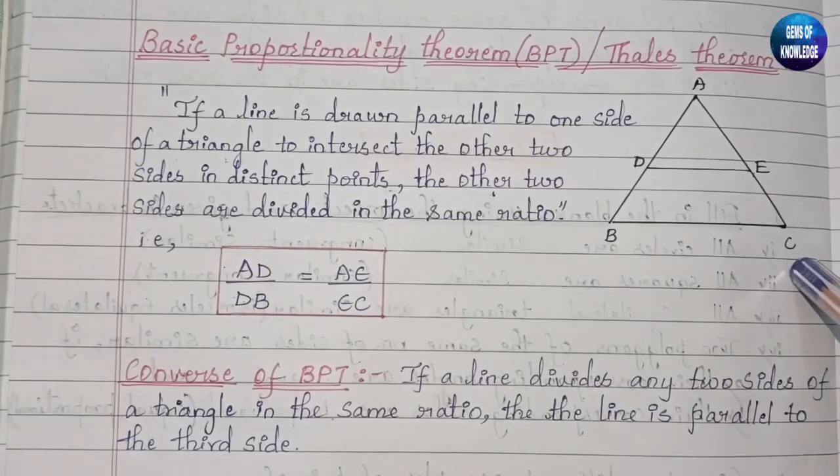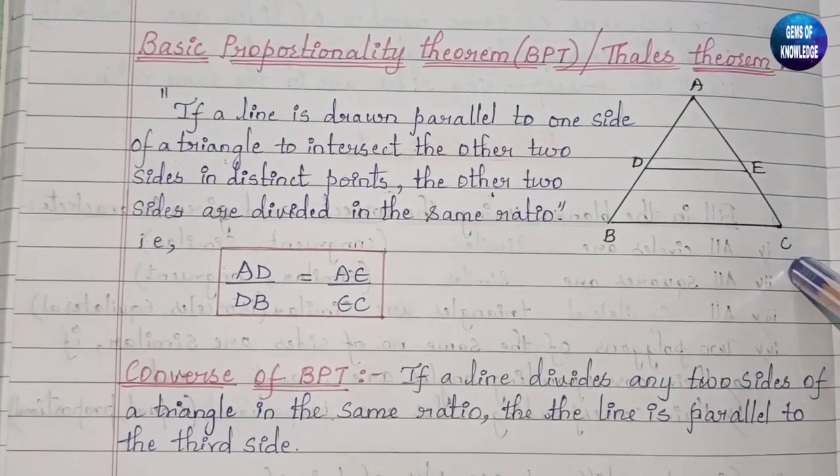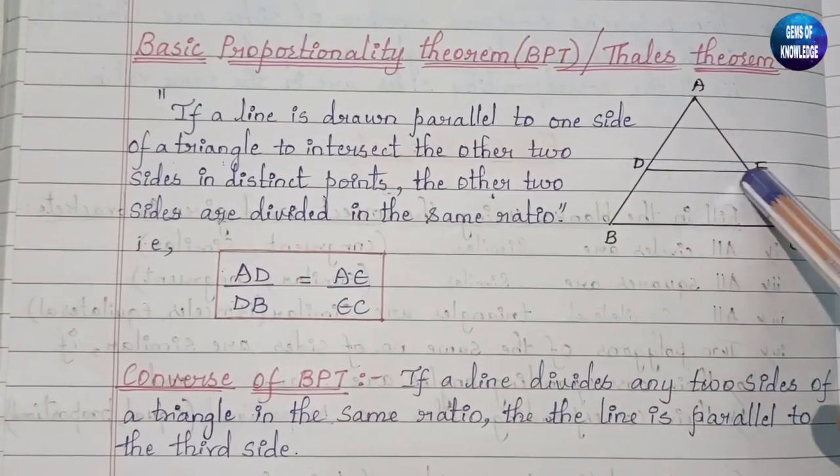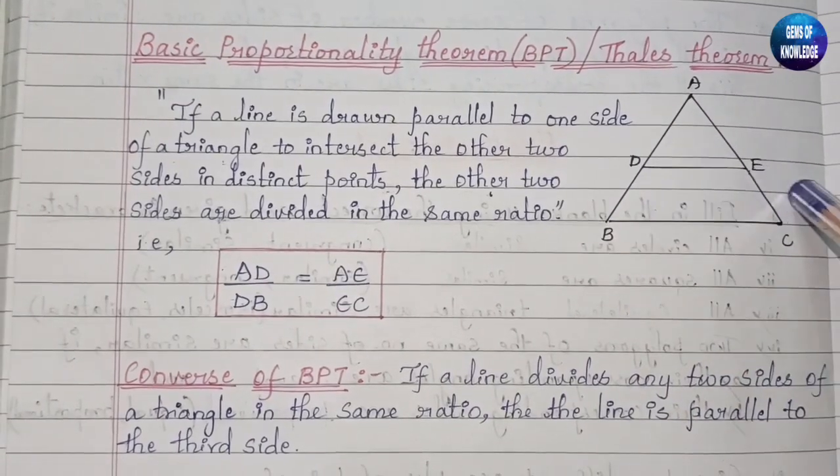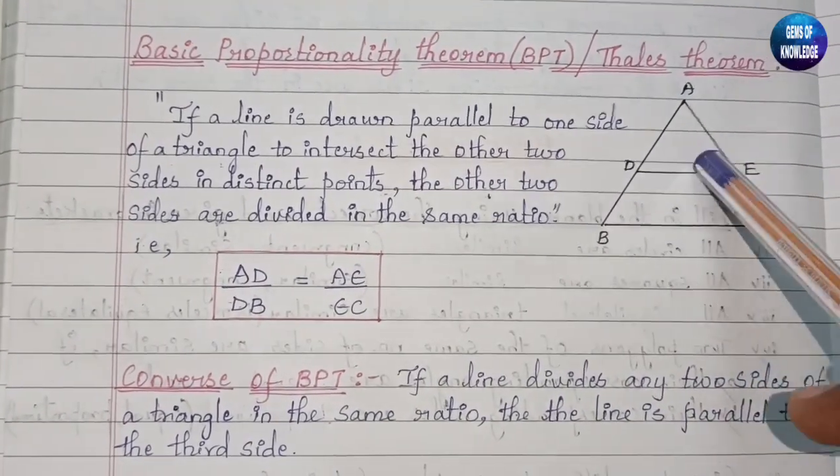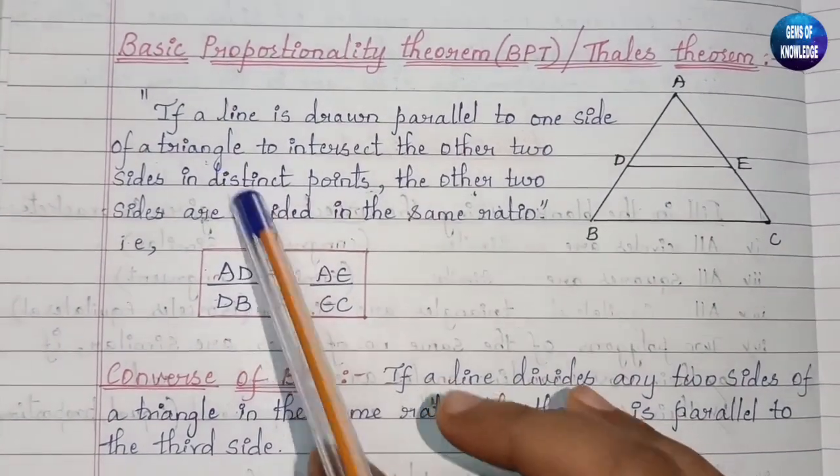So you can see the diagram wherein one triangle is given, which is ABC, and one more line, DE, is dividing this triangle into two parts. Okay, so let us see the theorem statement.